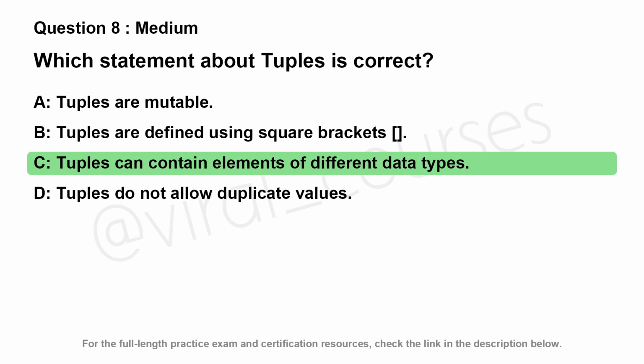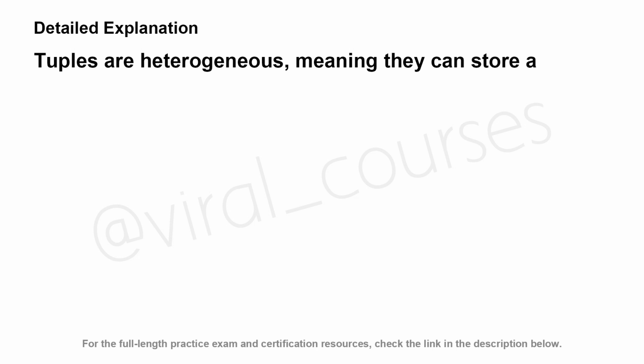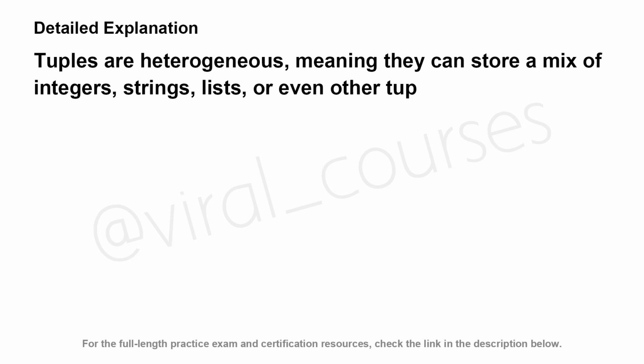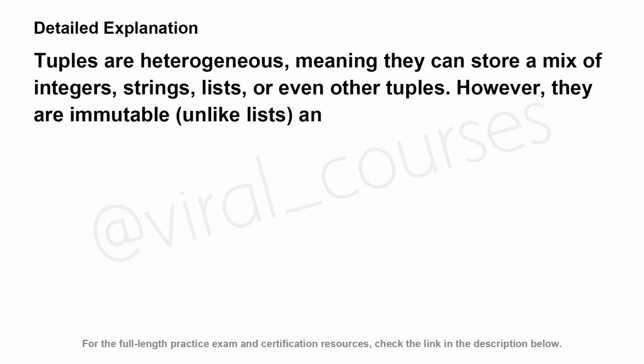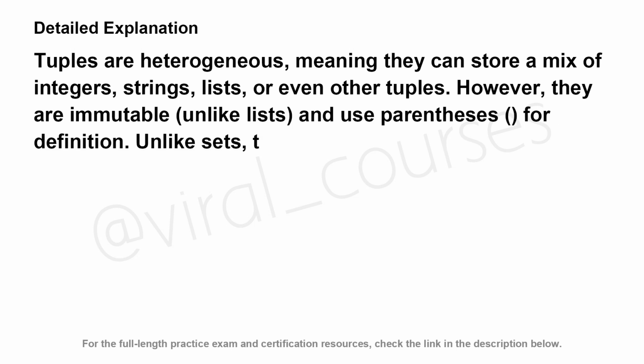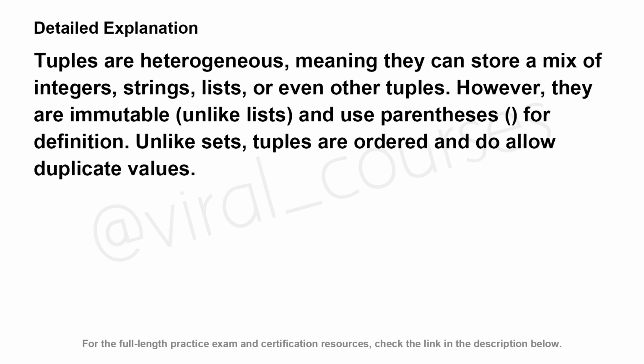The correct answer is C. Tuples are heterogeneous, meaning they can store a mix of integers, strings, lists, or even other tuples. However, they are immutable, unlike lists, and use parentheses. For the definition, unlike sets, tuples are ordered and do allow duplicate values.